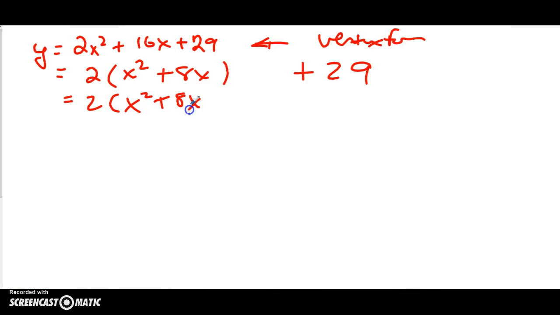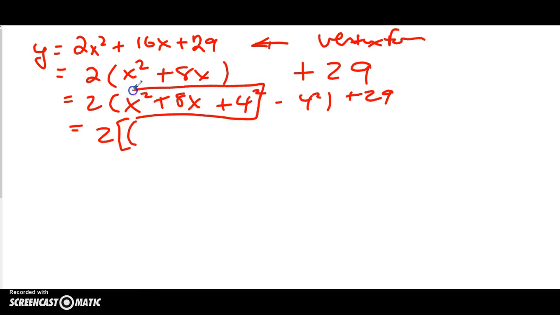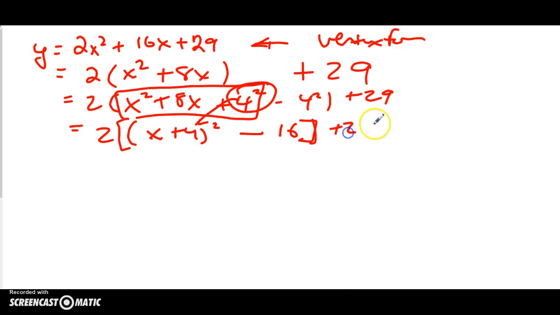Plus 8x plus 4, half of this squared, add it and subtract it. Plus 29. These terms here turn into x plus 4 all squared. Where does the 4 come from? Right here. So that goes there. Subtract 16, which is 4 squared. So square bracket here, plus 29.